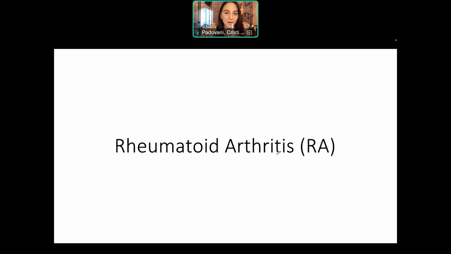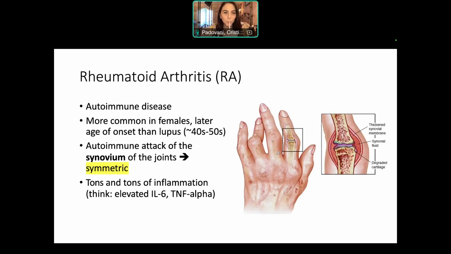Okay. So next is rheumatoid arthritis, another common autoimmune disease. All right, so rheumatoid arthritis is more common in females, like most autoimmune diseases are. There is a later age of onset than lupus, so you usually see this in the 40s to 50s. Lupus, you tend to see in the 20s to 40s, I've seen in vignettes. This one's a little bit later. Not saying that you can't overlap, but this autoimmune disease attacks the synovium of the joint. So if we zoom in on this joint, you can see the synovial fluid within here. This is where the autoantibodies like to attack in rheumatoid arthritis.